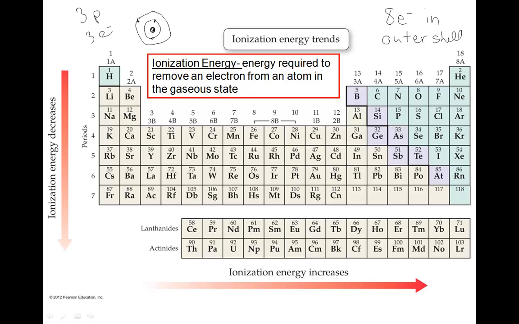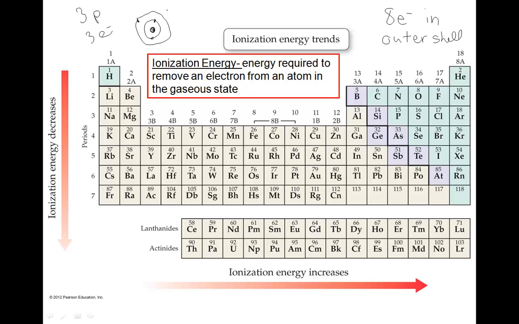So in order to be happy, it can either have only the 2 in the middle or it can have 8 on the outside. If it loses that electron, then it's going to be happy. Or if it gains 7 electrons, it's going to be really happy. So let me ask the question, which do you think is harder to do? Lose 1 electron or gain 7 electrons?